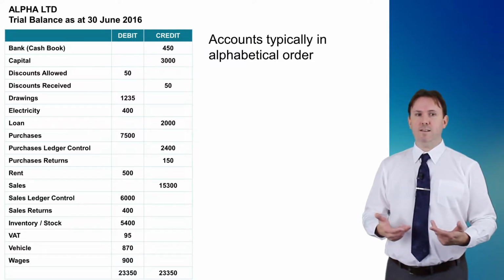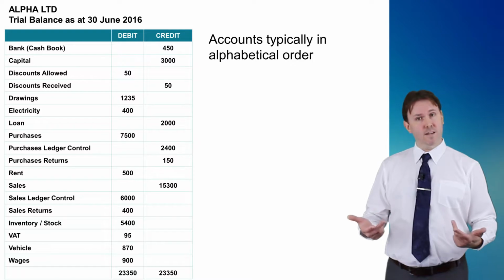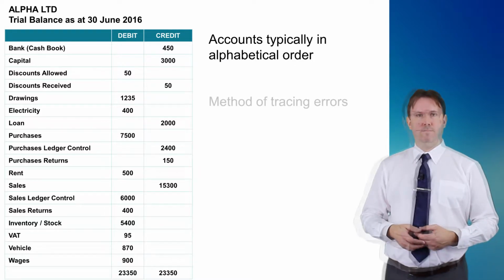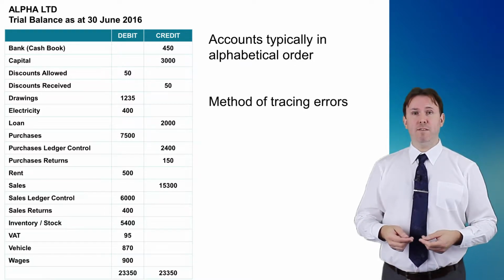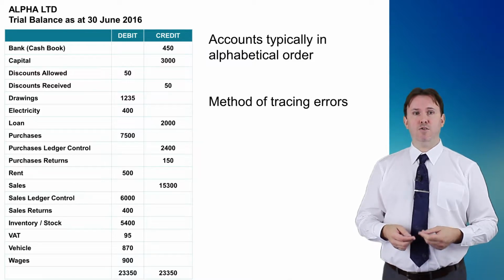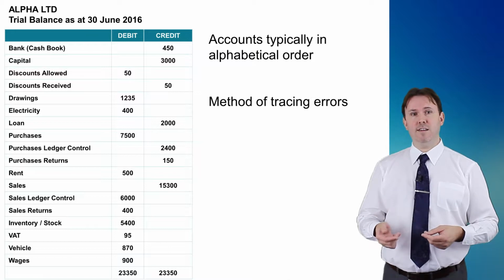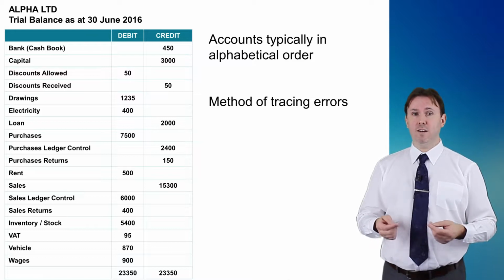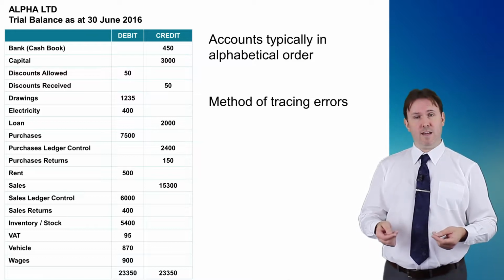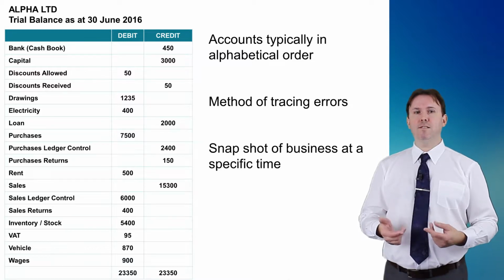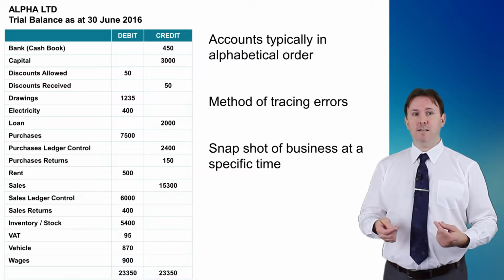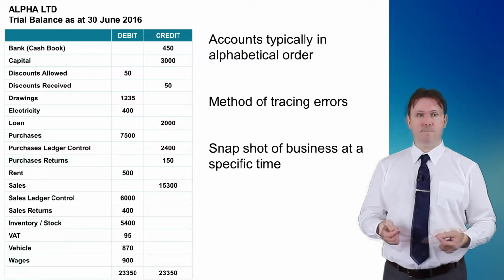Okay, this is all great, but why and when do we need a trial balance? Firstly, it's one method of tracing errors. A trial balance ensures that for every debit entry recorded, a corresponding credit entry has been recorded in the books in accordance with the double entry concept of accounting. A trial balance can be created at any point in time as a useful summary of the account balances, or a snapshot of the business at a specific time, and as a basic check that our debits equal our credits.